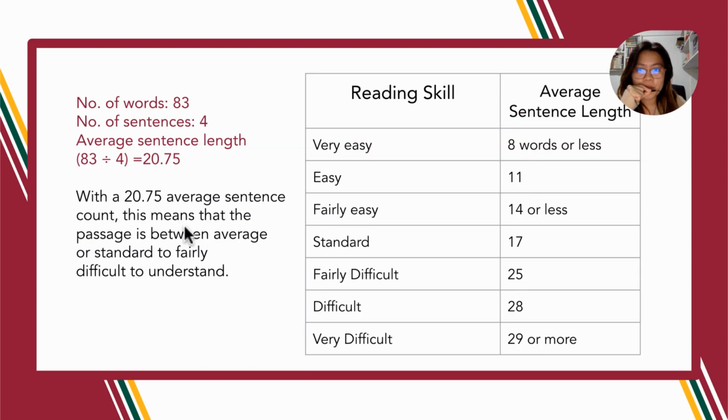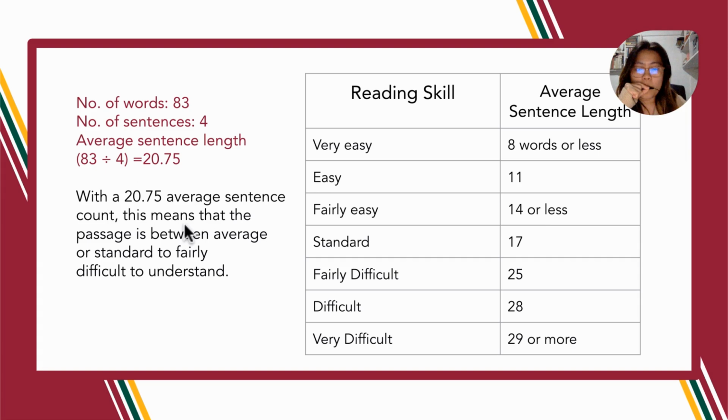Now we're going to do the math. So that we will know the average sentence length, we divide the number of words by the number of sentences, which is 4. So we have 83 divided by 4, which gives 20.75.